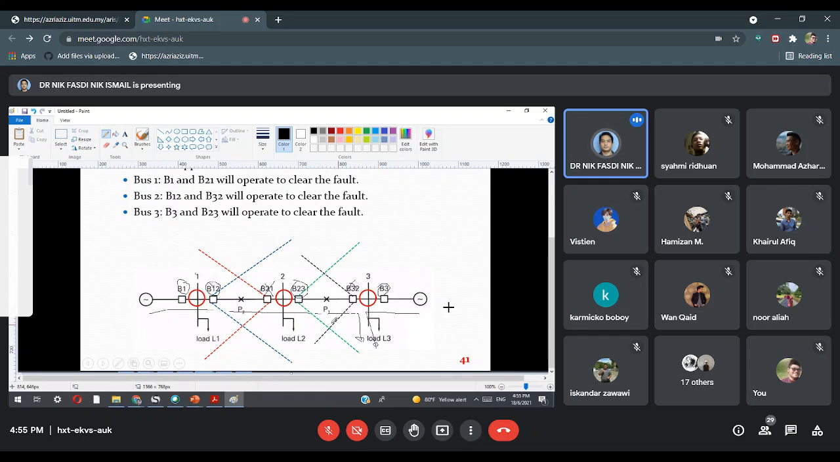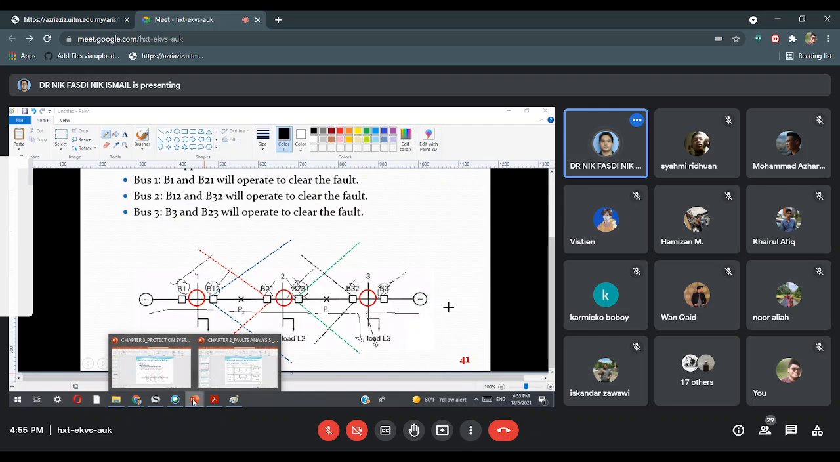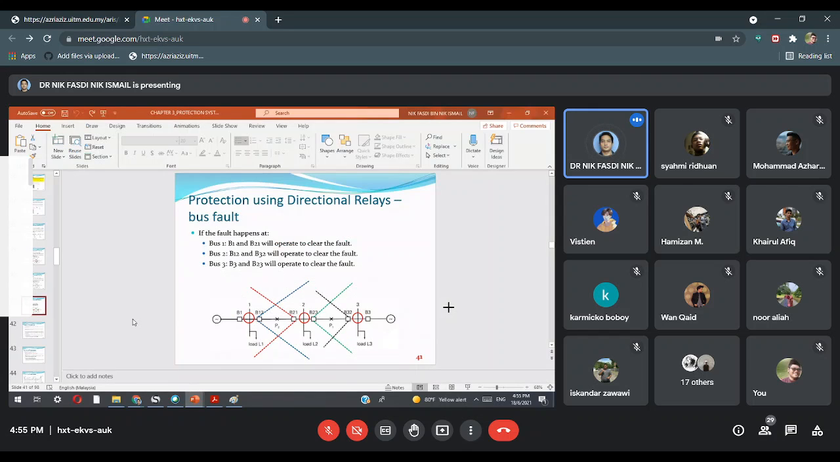So for primary protection, we say this one and this one. Backup can be B12 or B1. What is backup? Let's say this one does not operate, for example due to a mechanical problem when a fault occurs. Then this one will turn on, but you have to set the time delay. Okay, alright. Okay guys, we are running short of time.